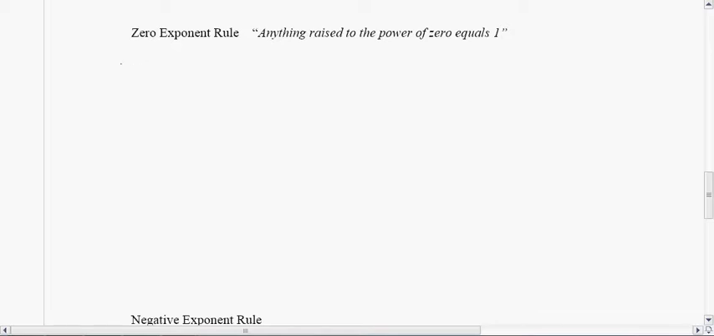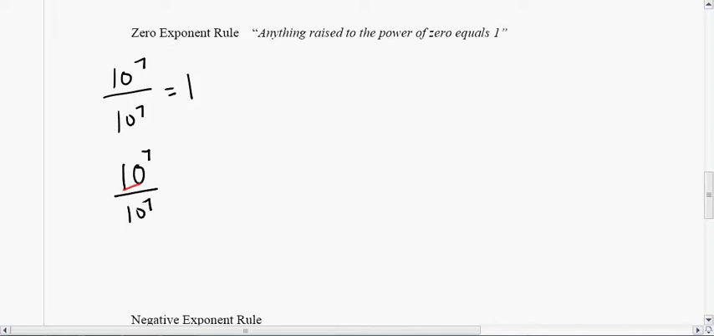So let's consider 10 to the 7 divided by 10 to the 7. Well, it's something divided by itself, so you know the answer has to be 1. But just for a minute, think about it in terms of quotient rules. So 10 to the 7th divided by 10 to the 7th.